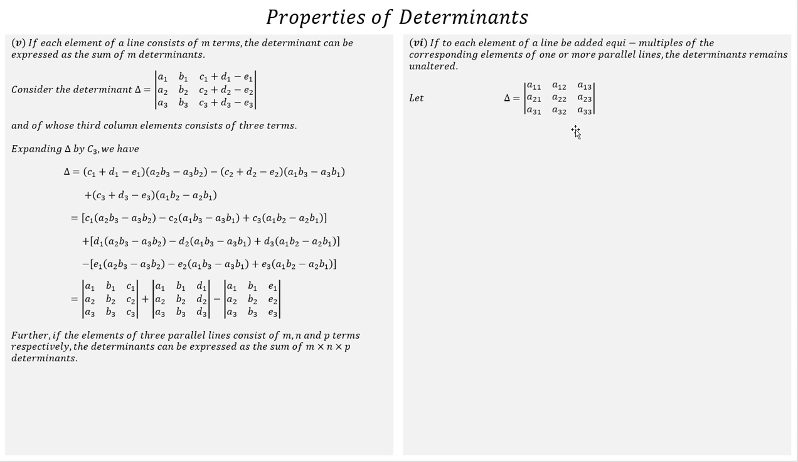Let delta be the notational form of the determinant. Then to each element of column 1 of delta, add p times the corresponding element of column 2 and minus q times the corresponding element of column 3. We obtain delta dash, that is a11 plus p times a12 minus q times a13, a12, a13, a21 plus p times a22 minus q times a23, a22, a23, a31 plus p times a32 minus q times a33, a32, a33.